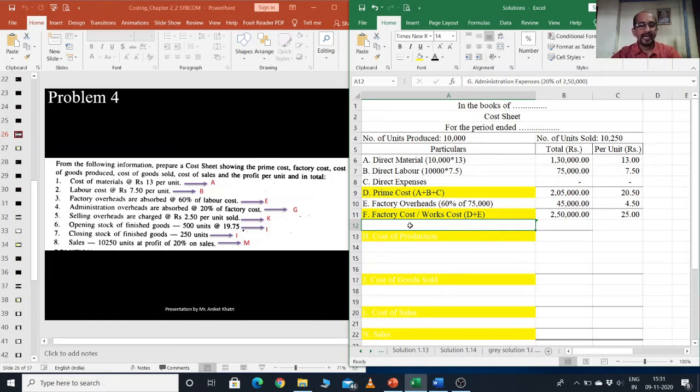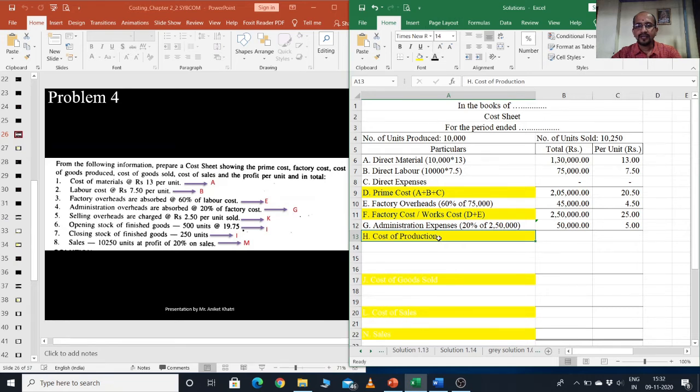Next you need to add administration overheads. So what is the amount? 20% of the factory cost. We just arrived at the factory cost, that is 2,50,000. So 20% of 2,50,000 is 50,000. So per unit cost will be 5.